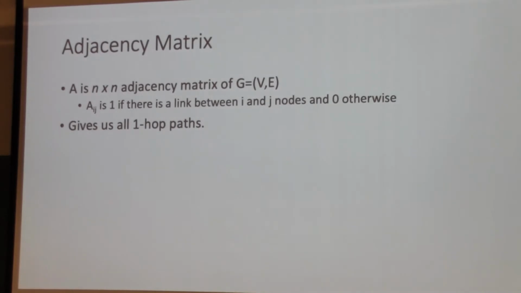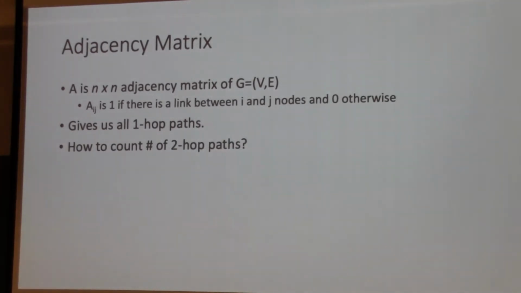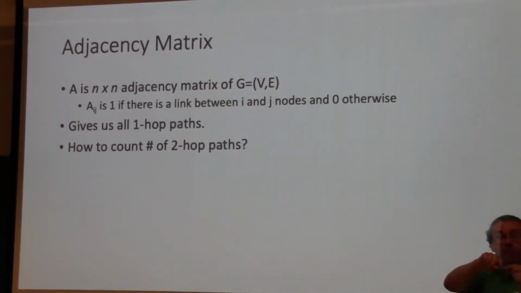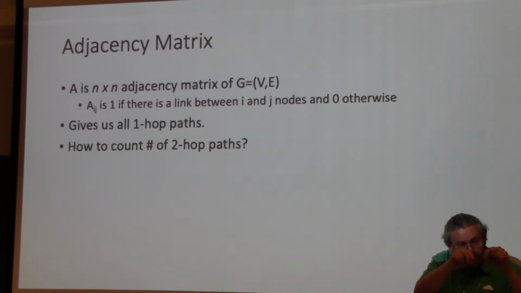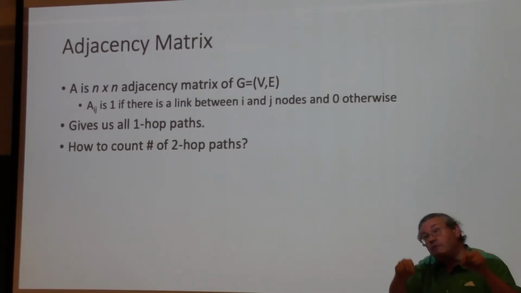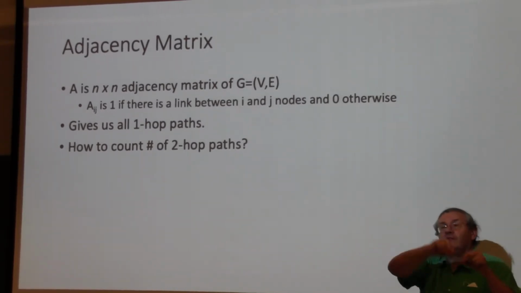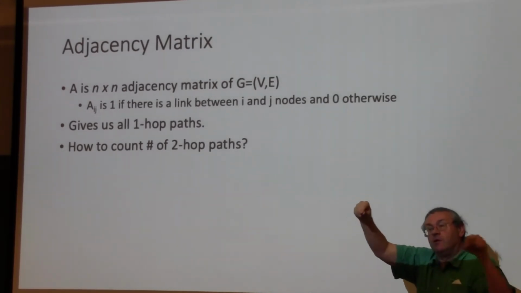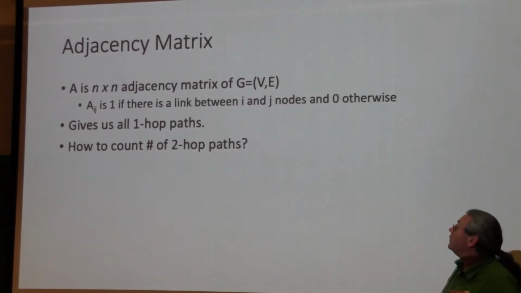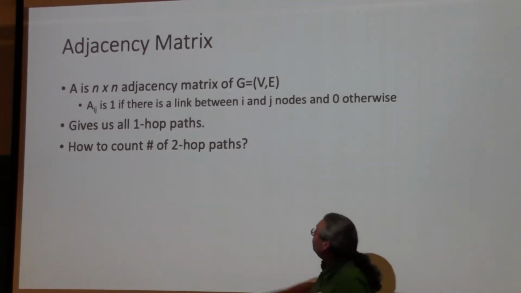But now we can do more interesting things. Let's say we want to count 2-hop paths. We want to say how many paths there are from this node, doing 2 steps, to another node, from i to j. Maybe there are many, or maybe there are none. How do we count them?